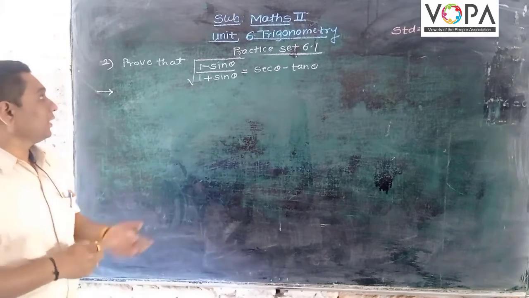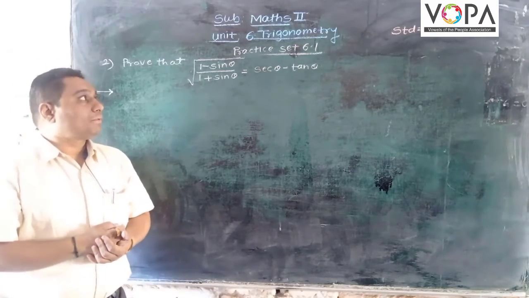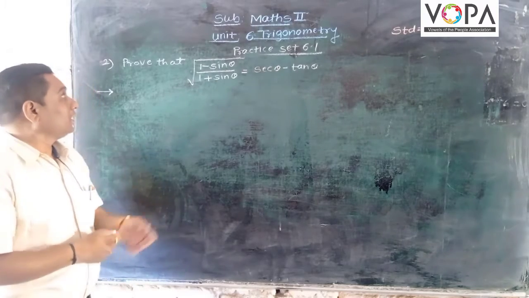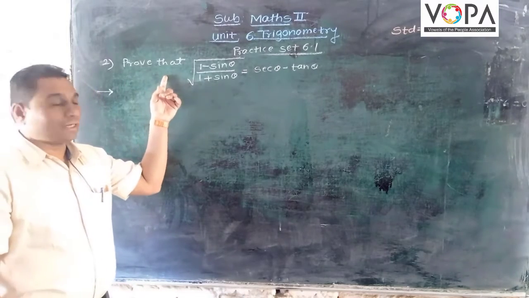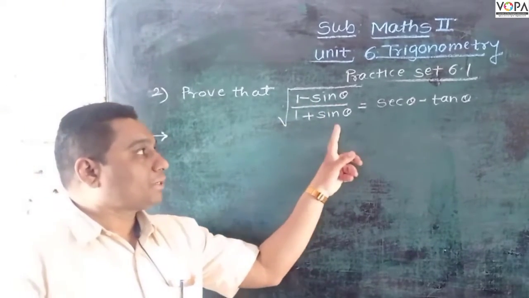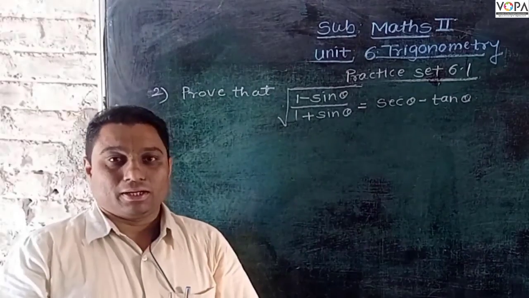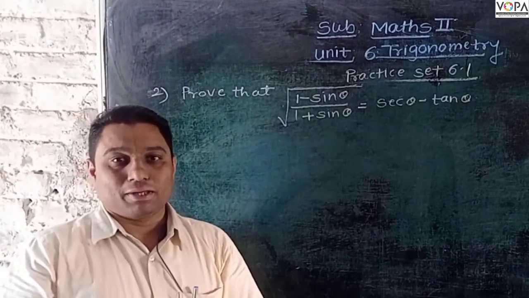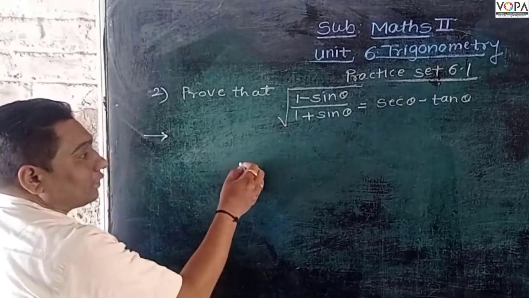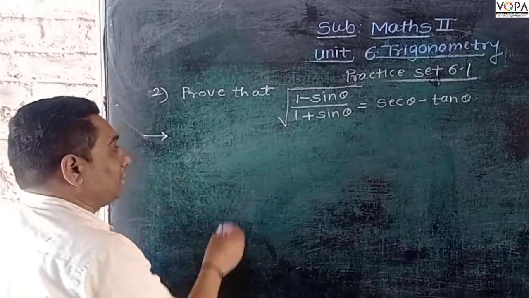Let's see the next problem from our practice set 6.1, chapter number 6, Trigonometry. We have to prove that the square root of (1 minus sin theta) upon (1 plus sin theta) is equal to sec theta minus tan theta. So let's see how we can prove it. Here two sides are given, so let's take the LHS, meaning the left hand side.